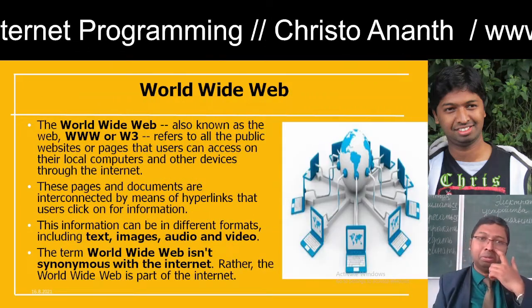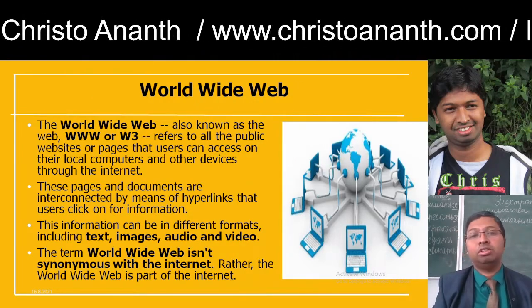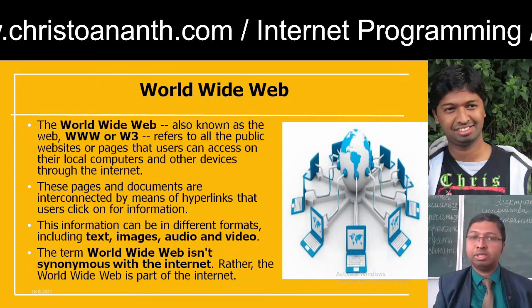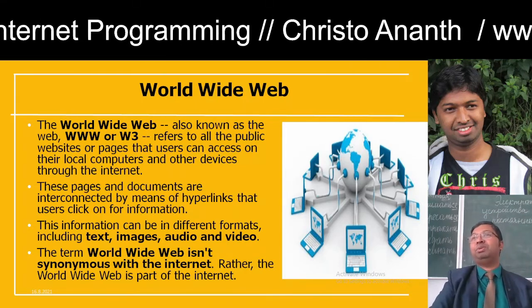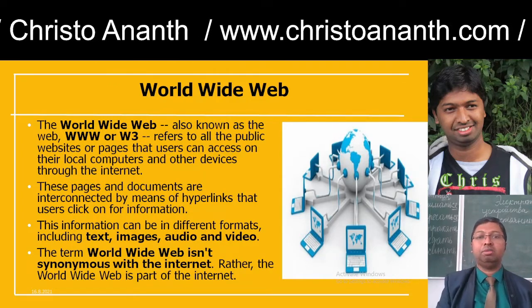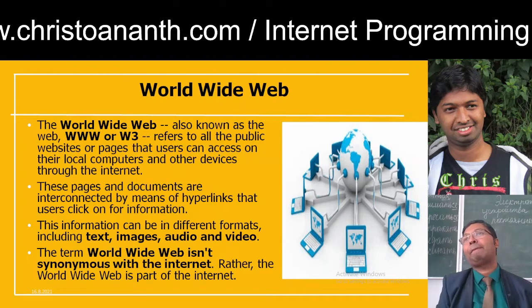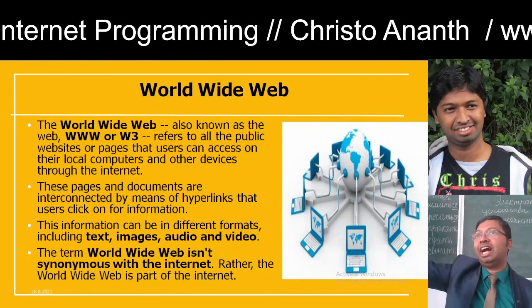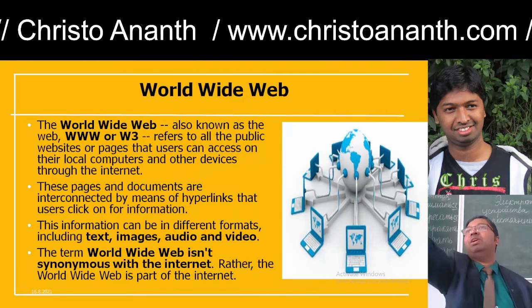And then www. What is www? World Wide Web, or you can also call it W3. It is nothing but a public website or maybe pages that users access in their local computers, just like me, through the internet. So the pages and documents are connected by the hyperlink. What is hyperlink? For example, they say click here and there is an underlined link. If we move the cursor over it, immediately it will show a symbol.